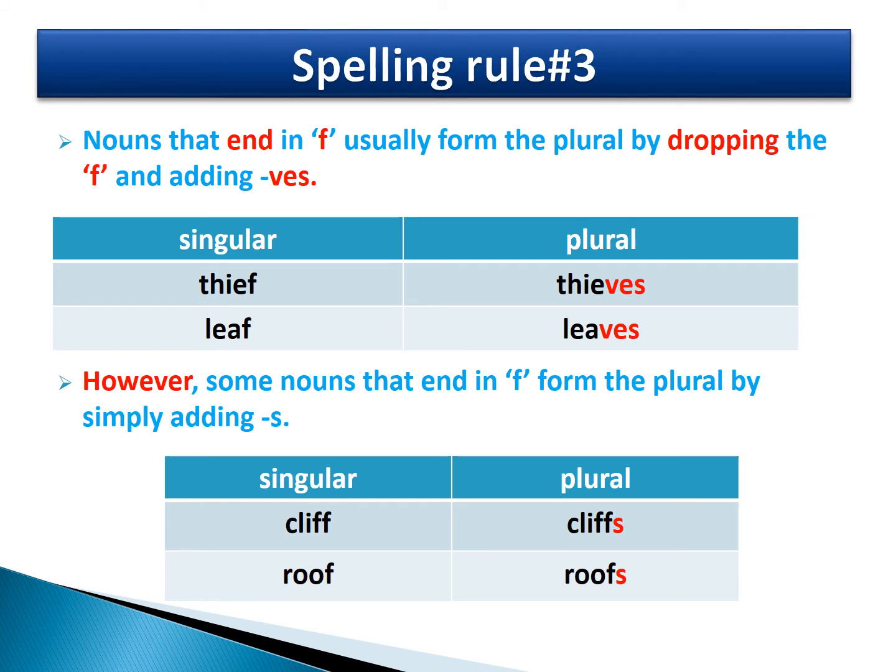However, some nouns that end in f form the plural by simply adding s. Also some examples: cliff, cliffs. Roof, roofs. Now you might have a question like, how can I tell which nouns drop f and add ves and which ones don't? Unfortunately, there is no rule to tell that. What you need to do is only memorize them. This is English.